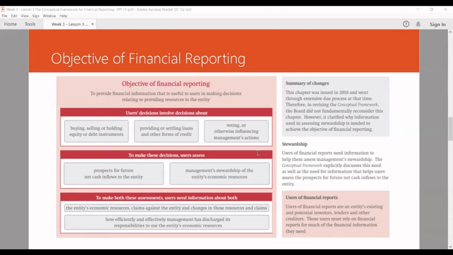Some summary of changes: this chapter was issued in 2010 and went through extensive due process at the time. Therefore, in revising the conceptual framework, the board did not fundamentally reconsider this chapter. However, it clarified that information used in assessing stewardship is needed to achieve the objective of financial reporting. In stewardship, users of financial reports need information to help them assess management's stewardship. The conceptual framework explicitly discusses this, as well as the need for information that helps users assess the prospects for future net cash inflows to the entity. The users of financial reports are the entity's existing and potential investors, lenders, and other creditors. Those users must rely on financial reports for much of the financial information they need.